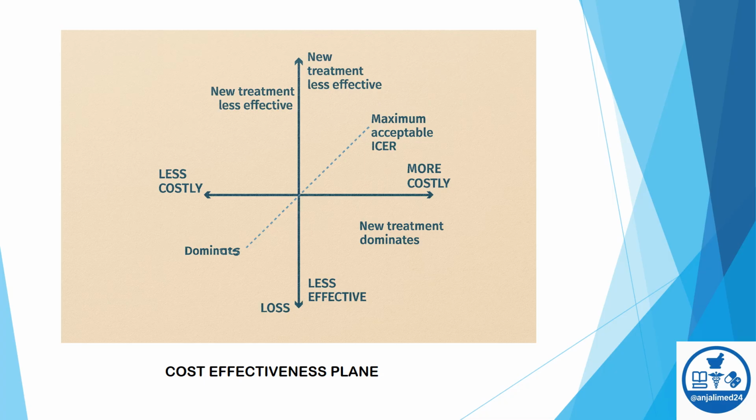That's where the maximum acceptable ICER comes in, a threshold beyond which the added cost isn't considered justifiable. In the upper right area, the treatment becomes more expensive and less effective. This is the least desirable scenario. The new intervention is not only worse in outcomes but also heavier on the budget. Finally, in the lower left region, the treatment is cheaper but also less effective.